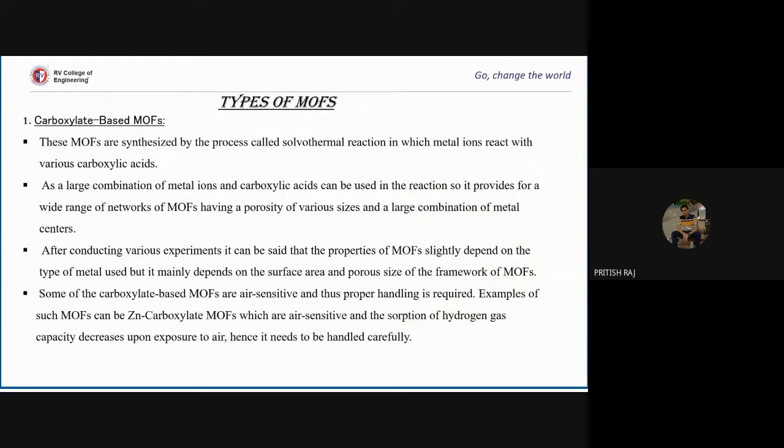So first we will see carboxylate-based MOFs. These MOFs are synthesized by a process called solvothermal reaction, in which metal ions react with various carboxylic acids. The use of rigid organic carboxylic acids in the manufacturing of MOFs results in their exceptional robustness, and many times they do not even collapse after the removal of foreign solvent. After conducting various experiments, it can be said that the properties of MOFs depend slightly on the type of metal used, but mainly on the surface area and pore size of the framework. Some carboxylate-based MOFs are air sensitive and thus proper handling is required. Examples are zinc carboxylate-based MOFs, which are air sensitive, and their hydrogen capacity decreases upon exposure to air, hence they need to be handled carefully.